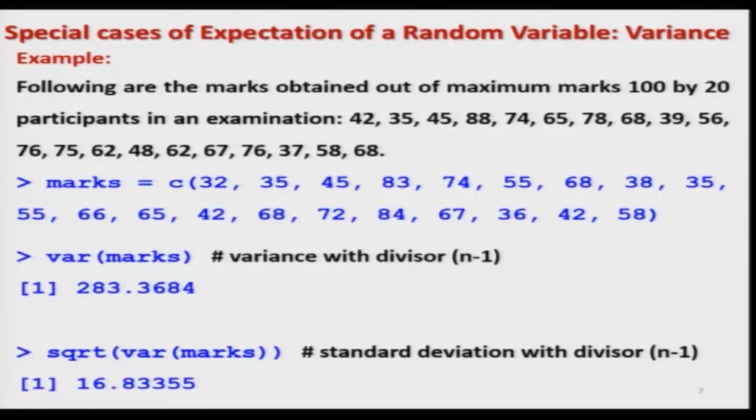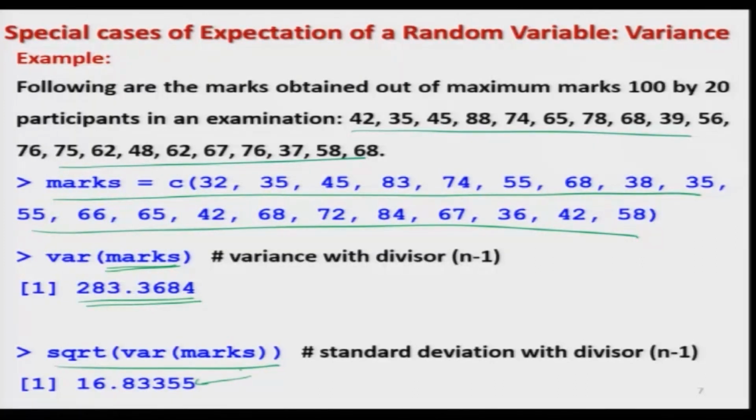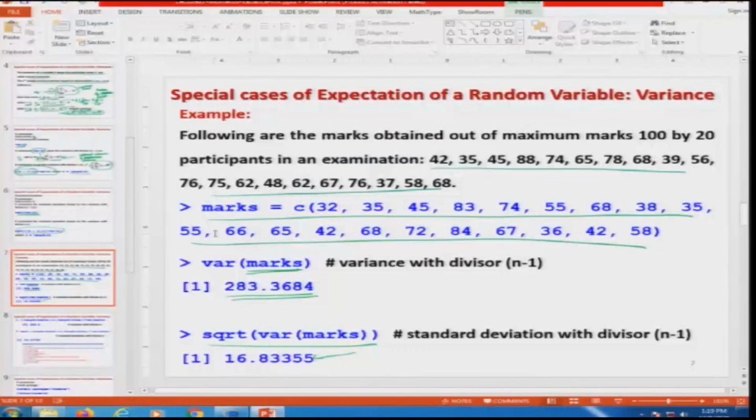Now, let me show you how you are going to do it on the R console. Suppose there are 20 participants in an examination who have got marks out of 100, reported here like this, and these marks are stored in the variable marks. Suppose we find the variance of this data vector marks, then this comes out to be 283.3684, and the square root of the variance of marks, the standard deviation or standard error, comes out to be 16.83355, right.